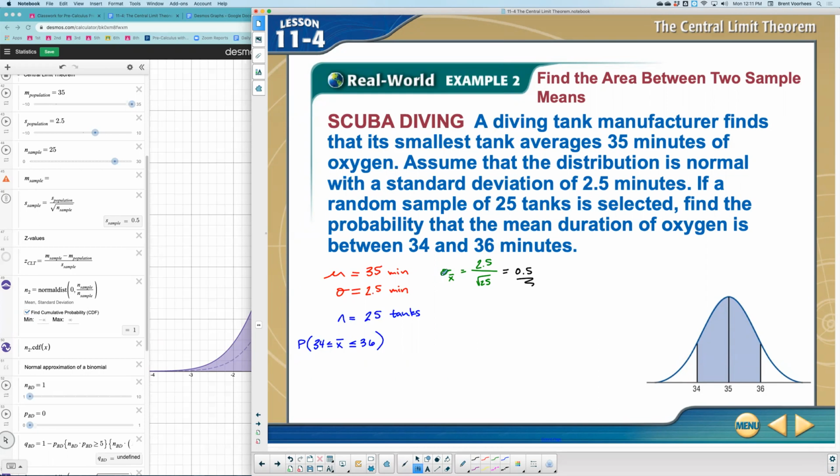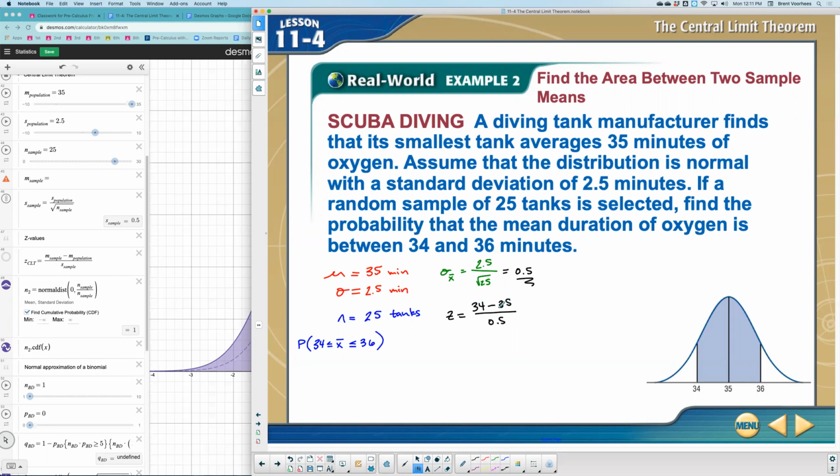So that would be called the standard error. And so now, if I want to find my z value, I'm going to have to find two z values. I'm going to say z equals, what you do is you take your x bar. So I'm going to look at two different values. I'm going to look at 34 first. 34 minus the mean of 35 divided by the standard error, which is 0.5.